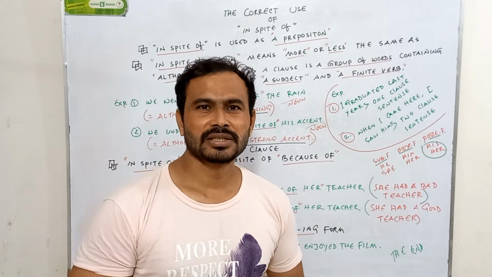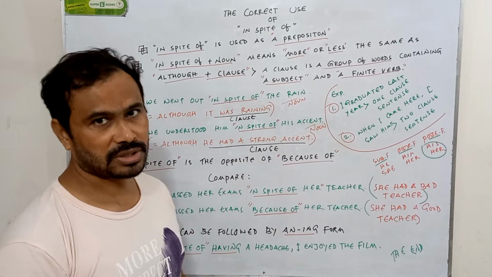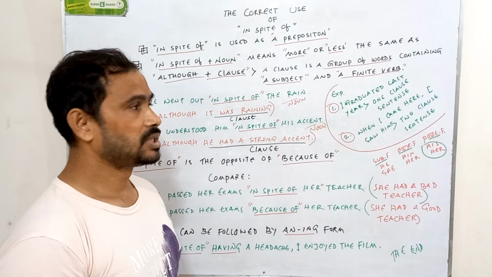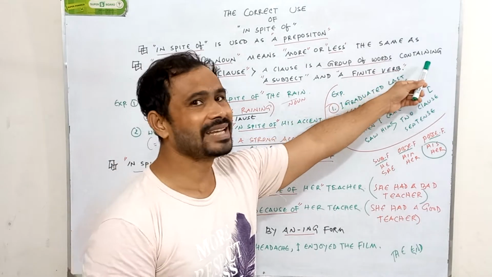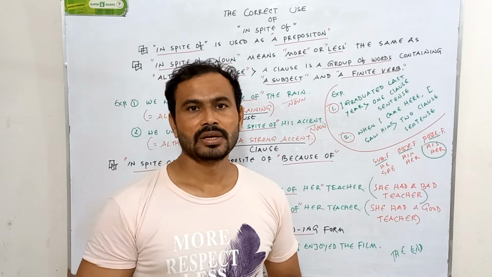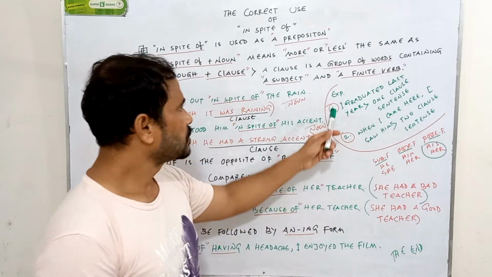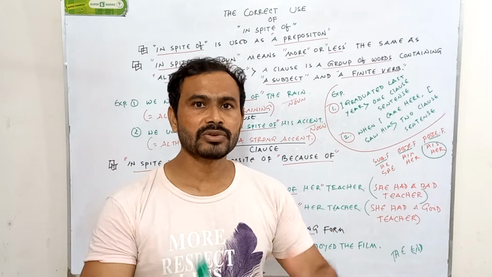Do you know that? I have written a clause definition for you. Here you see, a clause is a group of words containing a subject and a finite verb. Here you see two examples I have written for you to help you understand better.